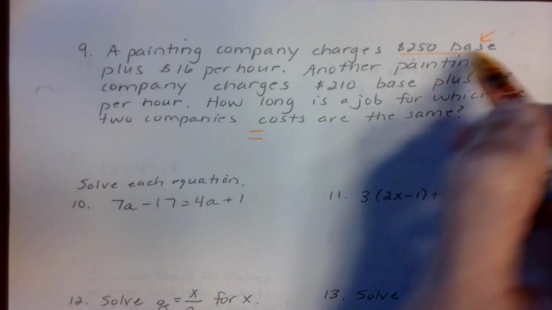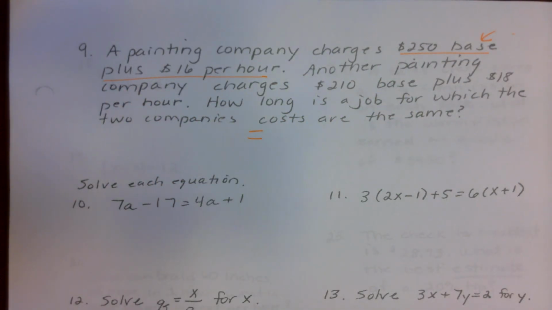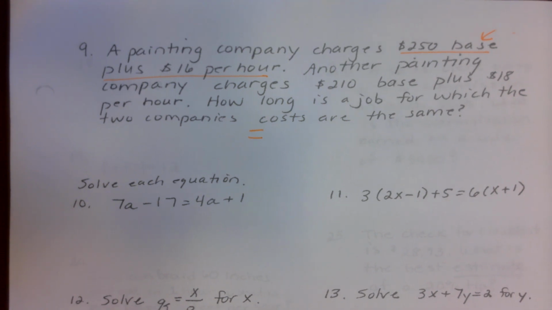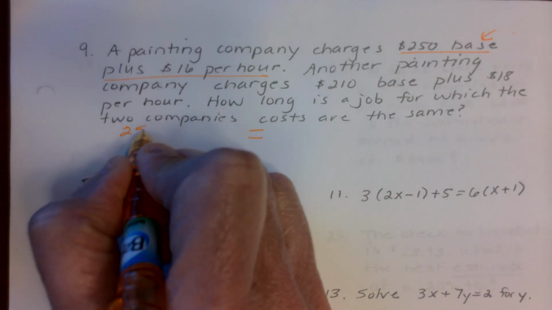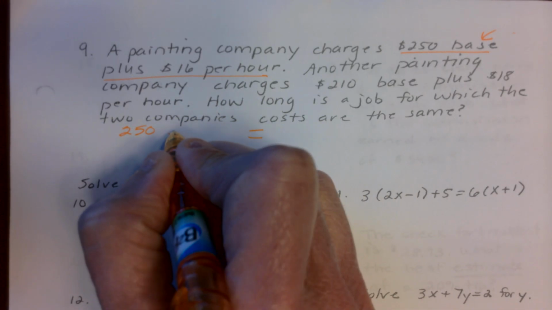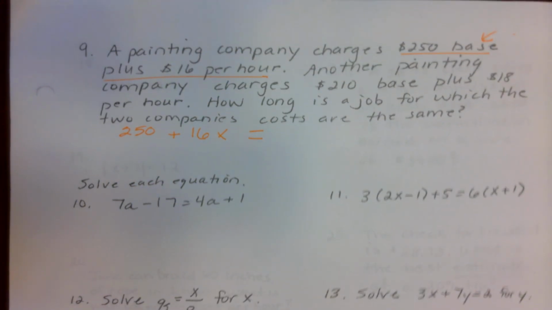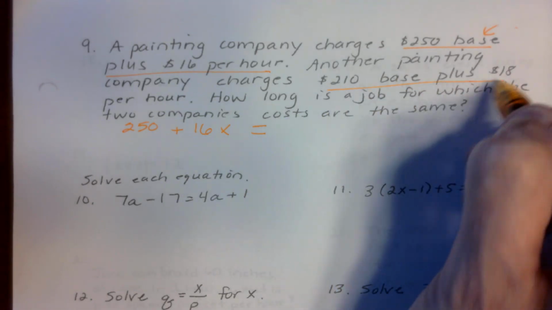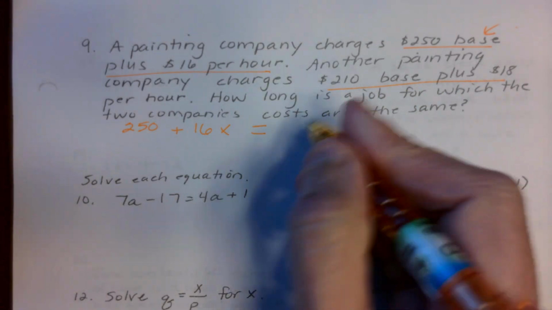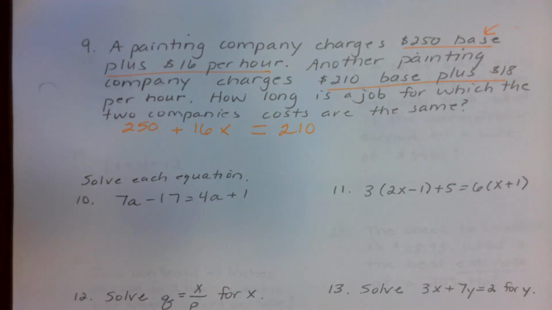So we need an expression for that. 250 plus 16 per hour. So what is the variable? What is changing? The hours, right? You automatically are paying 250. That's not changing. Plus 16 per hour. I'll just use x. You can use whatever you want. Now we need an expression for the other one. 210 is the base plus 18 per hour. So now it's just a matter of solving.